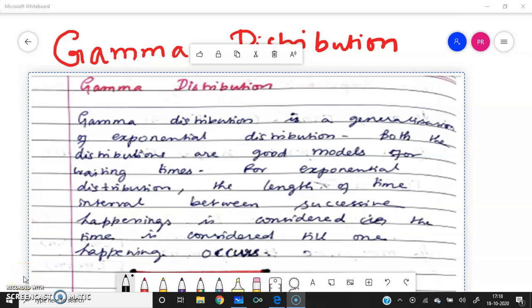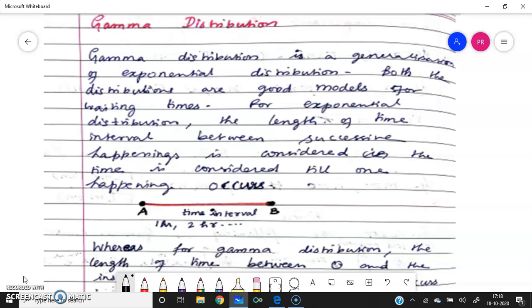We are going to see about the gamma distributions. The gamma distribution is nothing but a generalization of the exponential distribution. Both distributions are good models for waiting times. For example, if you want to see when two accidents happen, successive happenings of accidents, then you are talking about the exponential distribution. If you are talking about the rth happening, then you are talking about the gamma distribution.